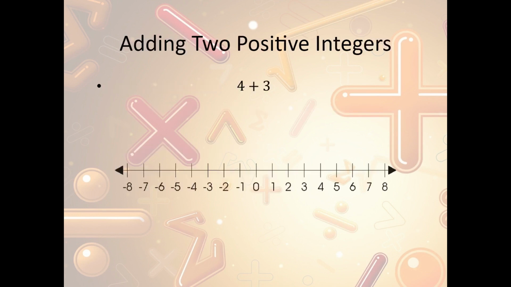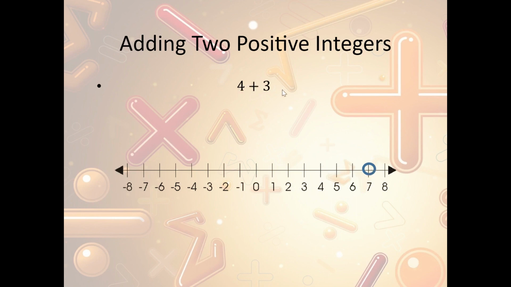If we're adding two positive integers together, we're going to do this on the number line. So we have 4 plus 3. We go to 4, right here, we start there, and we're going to add 3. So we're going to move 3 to the right. We move 1, 2, 3. And now our point ends up here.